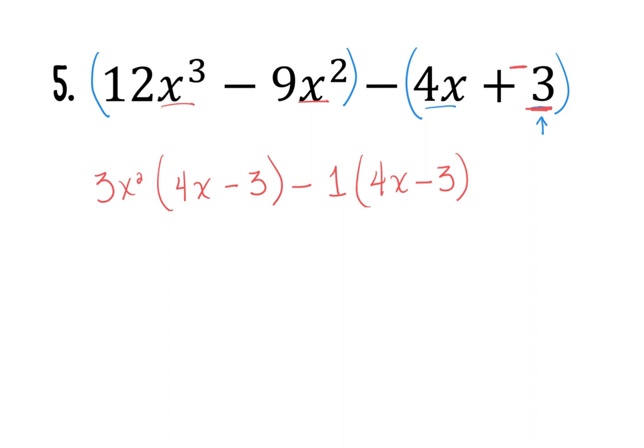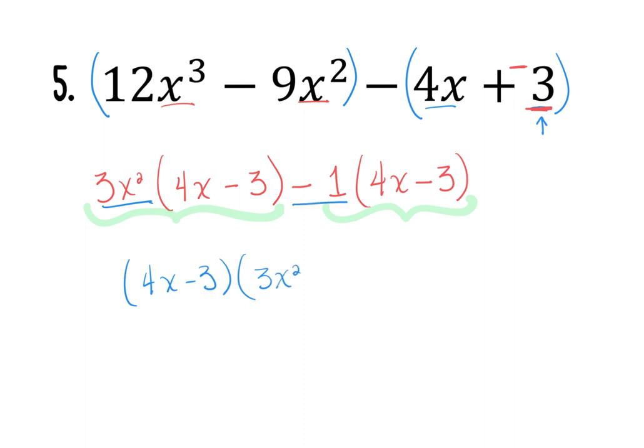So now I'm going to look at these two, and I'm going to say between the two groups, this group and this group, what do they have in common? Yeah, they have the 4x minus 3 in common. And then my next group is going to be what's left over. 3x squared is left over here, and -1 is left over there. So my two groups are 4x minus 3 and 3x squared minus 1.